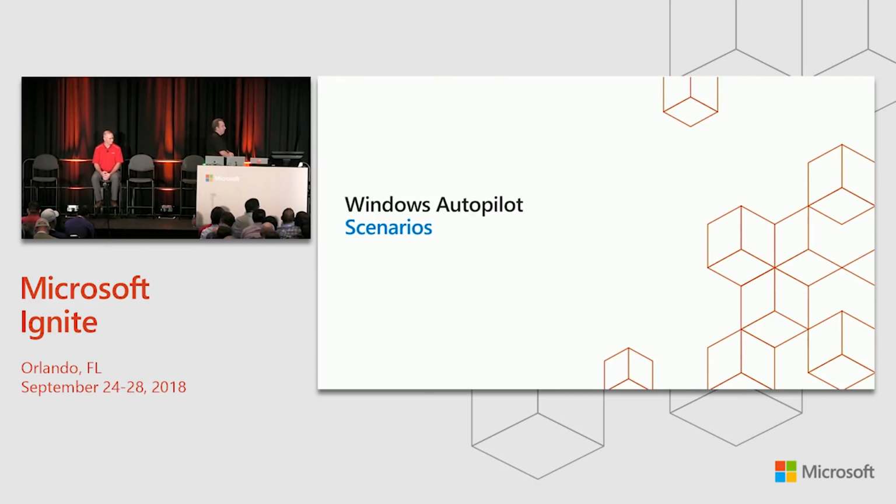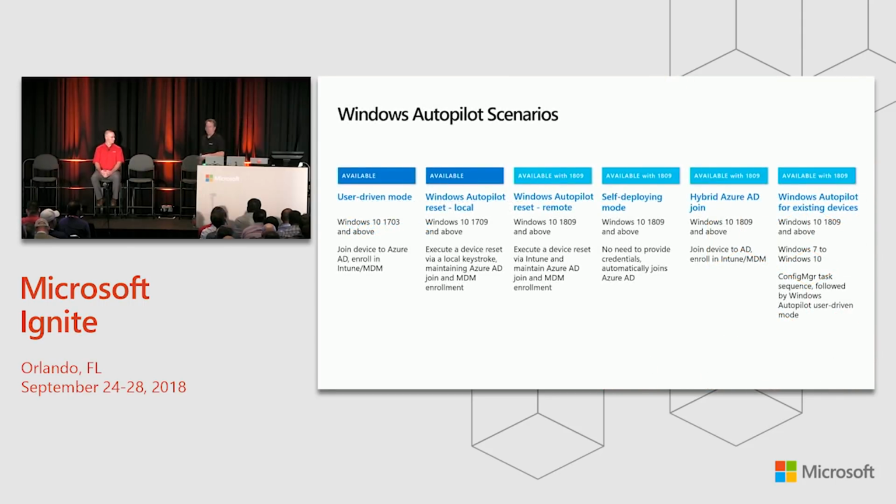So let's talk about scenarios then. We started off with one, the user-driven AAD scenario. That's what we demoed initially. But we've got several others. We've got two scenarios around an autopilot reset. We'll talk more about what each of these is as we get deeper into the conversations, but let's just do a quick 1-minute overview of each one of these.